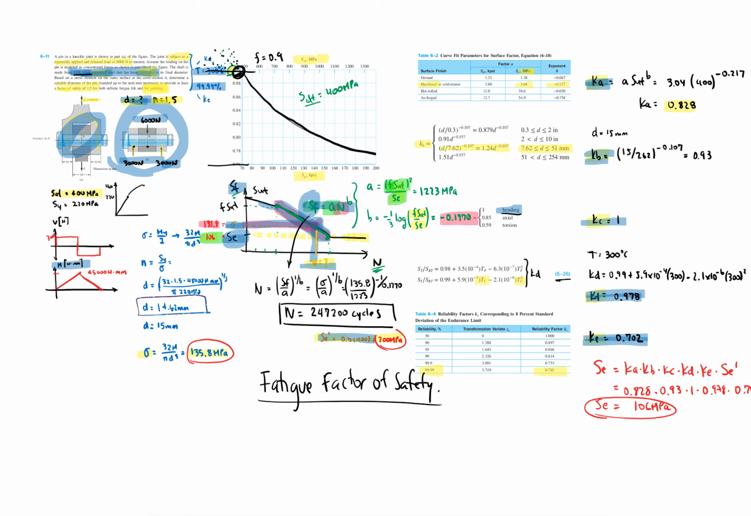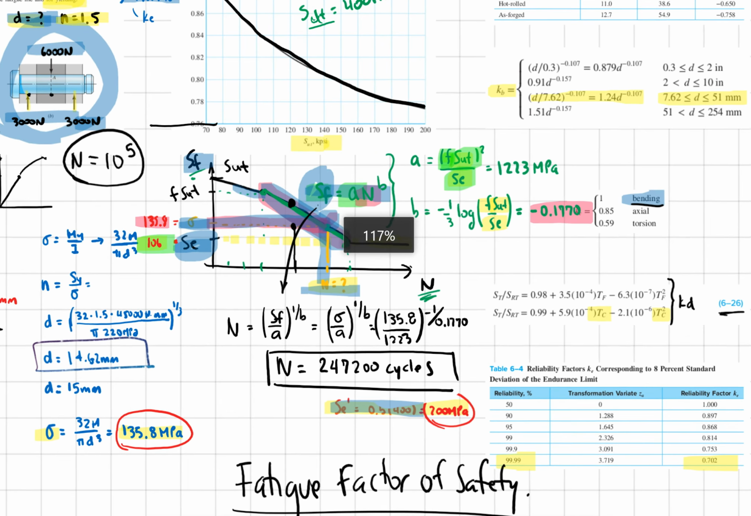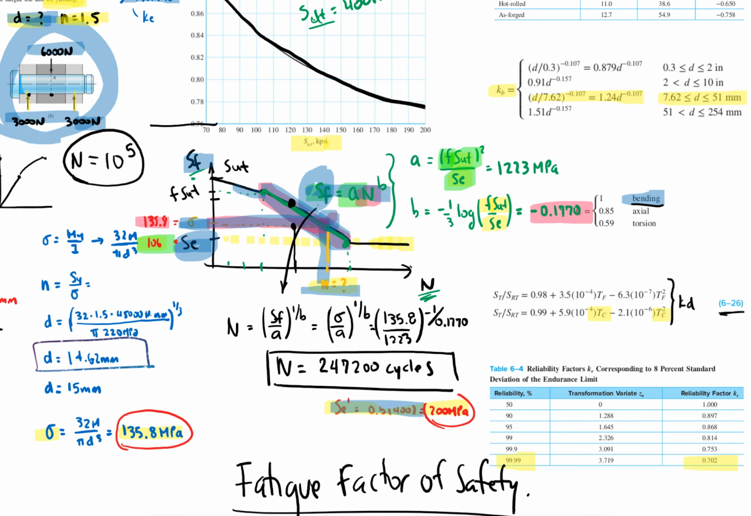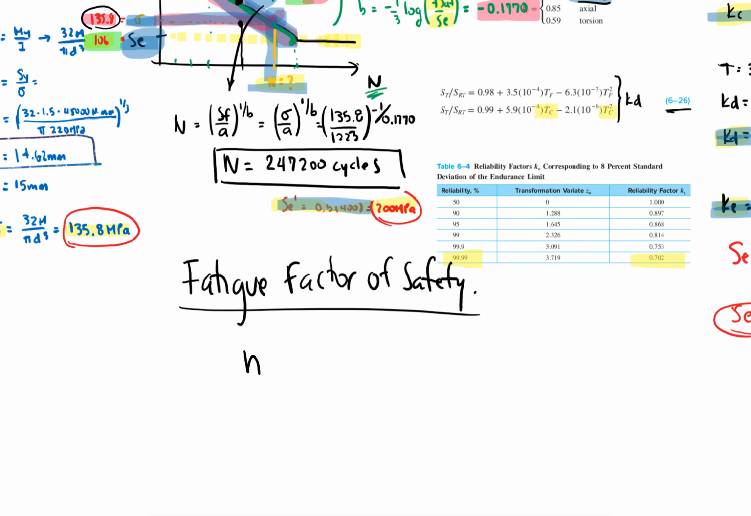So just to finish, I'm gonna explain this. Let's say I know that this part is gonna be subjected to 10 to the 5 cycles. Okay, so 10 to the 5 is way lower than the cycles needed for it to fail. So basically I could just take 10 to the 5, go up here, and find my fatigue strength. So let's say this is, I don't know, 150, and my stress is only 135. I could calculate this fatigue factor of safety as 150 over 135.